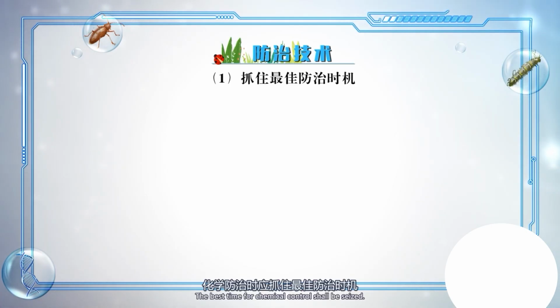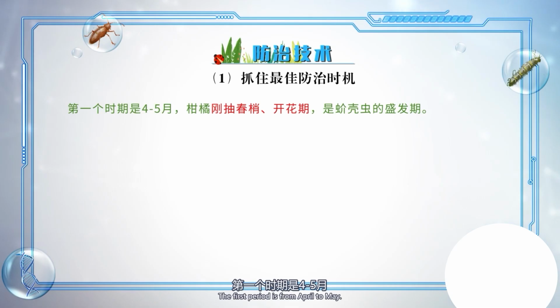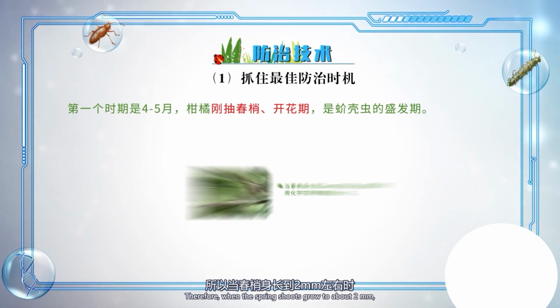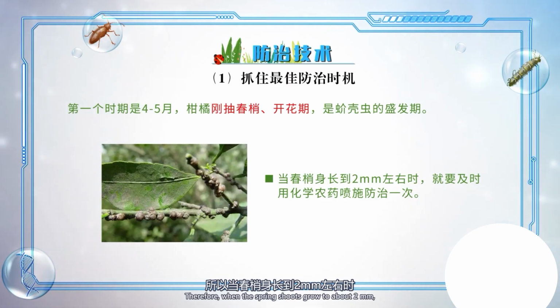The best time for chemical control shall be seized. The first period is from April to May. The full incidence period of scale is the spring shooting and anthesis of citrus. Therefore, when the spring shoots grow to about 2 millimeters, chemical pesticides shall be sprayed once in time.